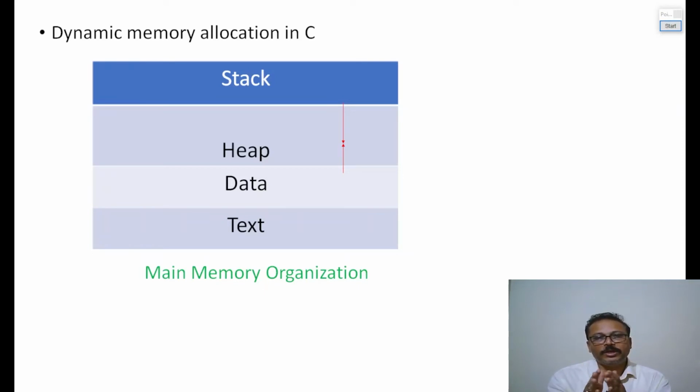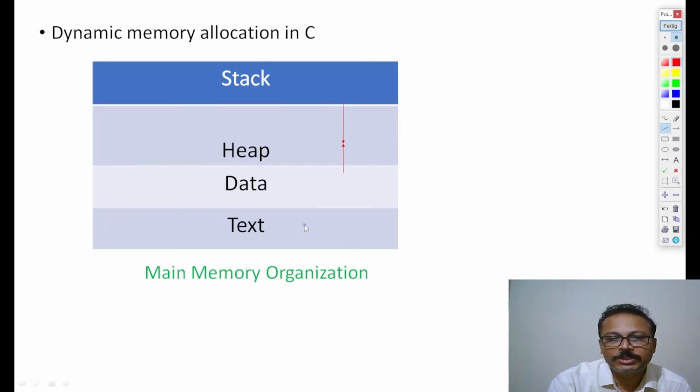But before that, how the memory is organized. The memory is organized into 4 parts actually. The text part, which contains the code of the program.